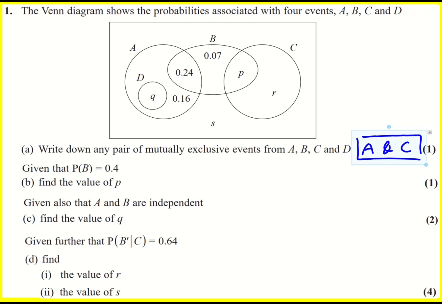You could also have said D and C or B and D. So those are the three options.